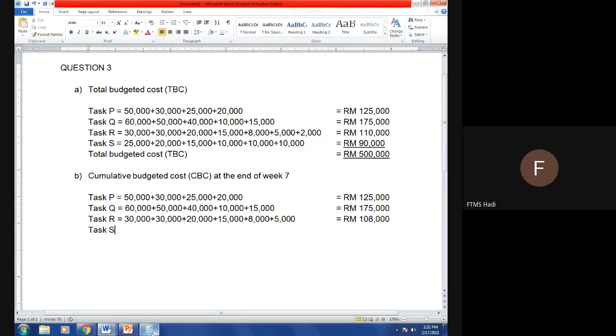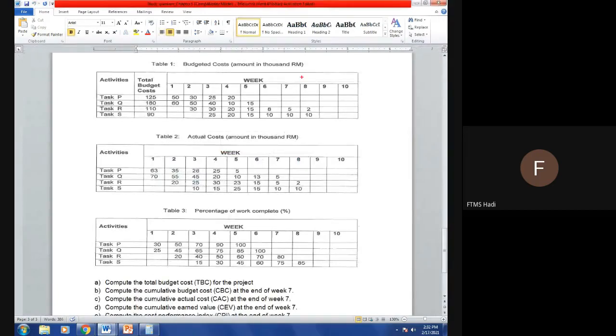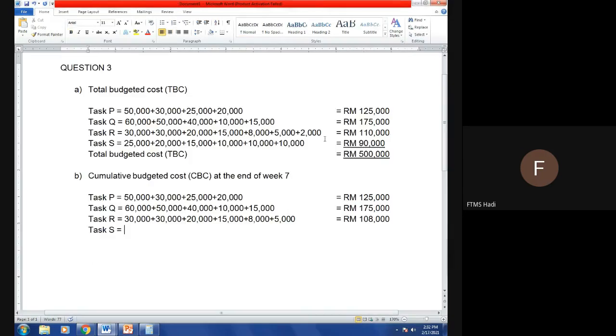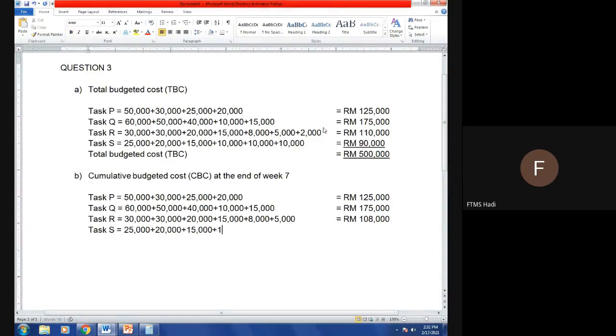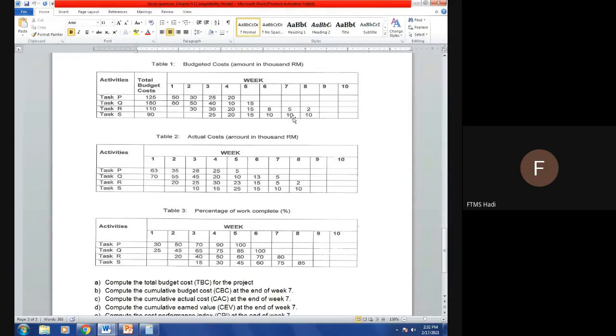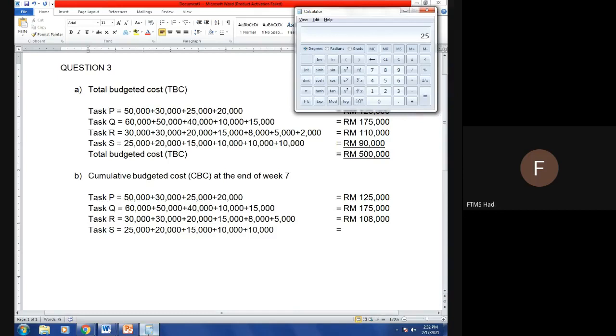Okay, the last one, task S. As far as task S is concerned, until this one only, so that means 10 is not included. 25 plus 20 plus 15, 10 plus 10. That means only two tens, right? Weeks 6 and 7. If you press the calculator, you will get 25 plus 20 plus 15 plus 10 plus 10, which is RM80,000.